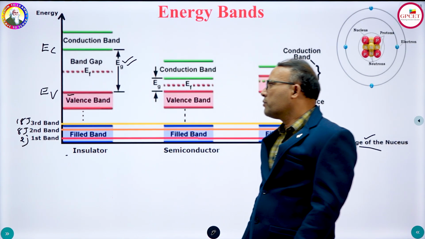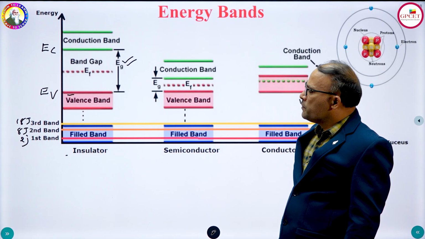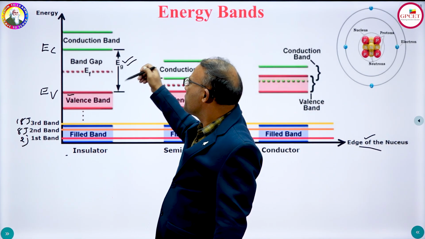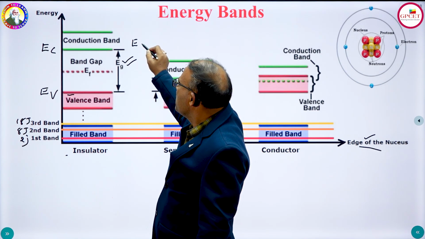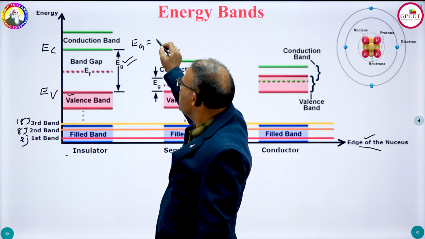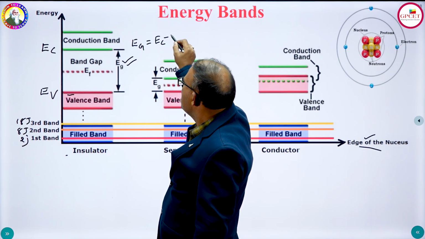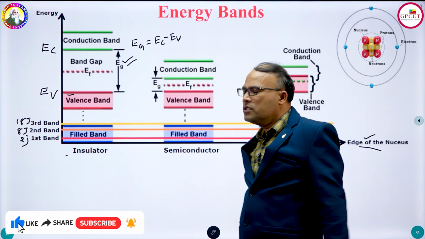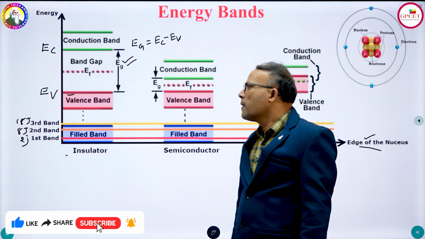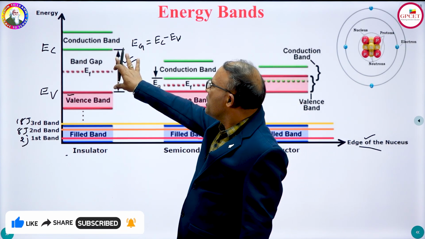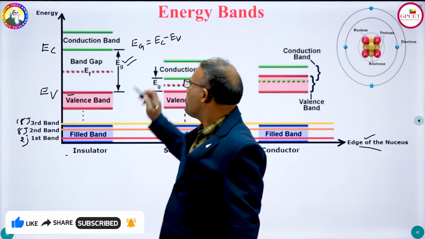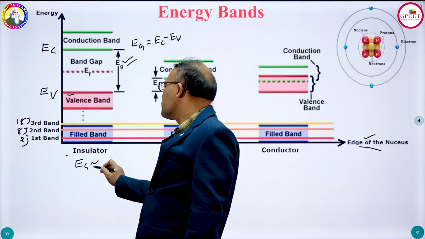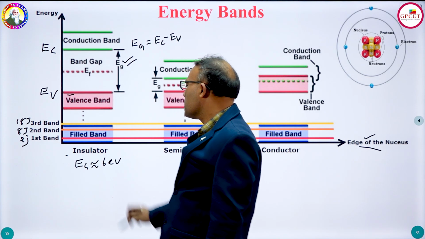For example, if you see here, the energy gap is very, very large. It can be given by Eg, and it is equal to the highest energy level Ec minus the valence energy level Ev. Eg is equal to Ec minus Ev. So this energy gap is very, very large here. How large? It is approximately equal to 6 electron volts.